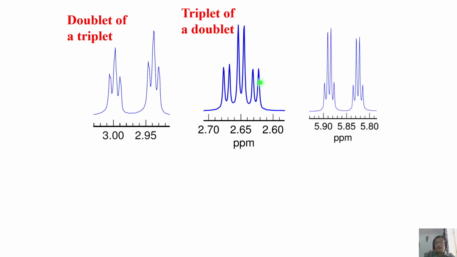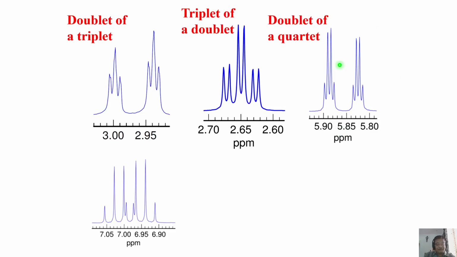Okay. What about this one? Large coupling is a doublet, and each line of the doublet is a quartet. It is called doublet of quartets. What about this one? Look complex? Don't worry. Now 1, 3, 3, 1.